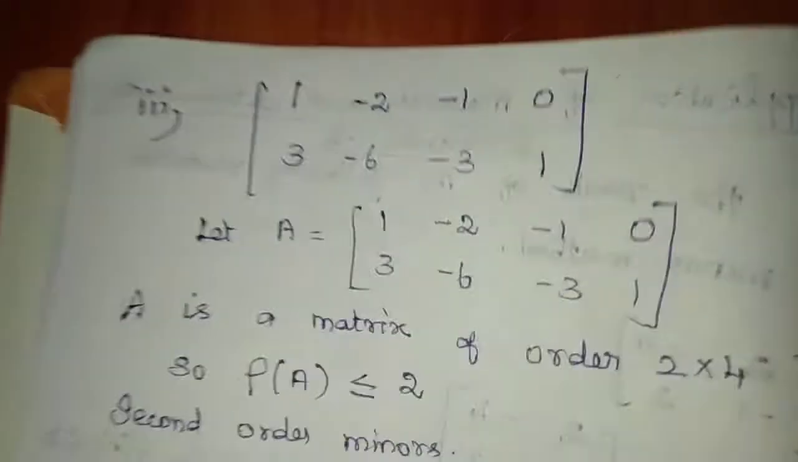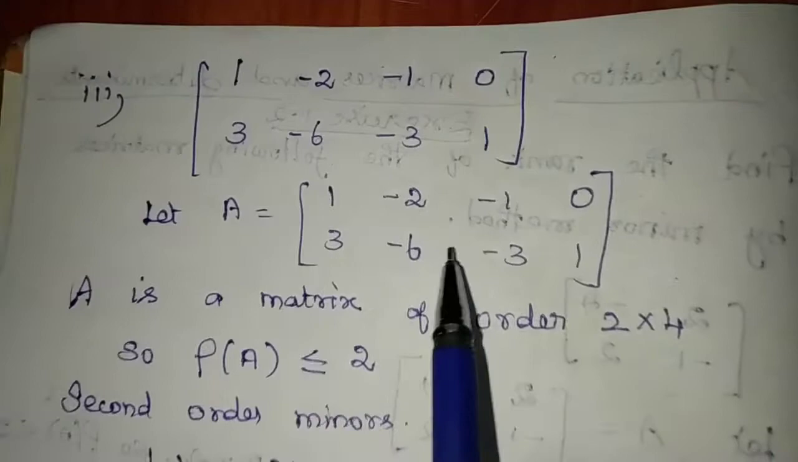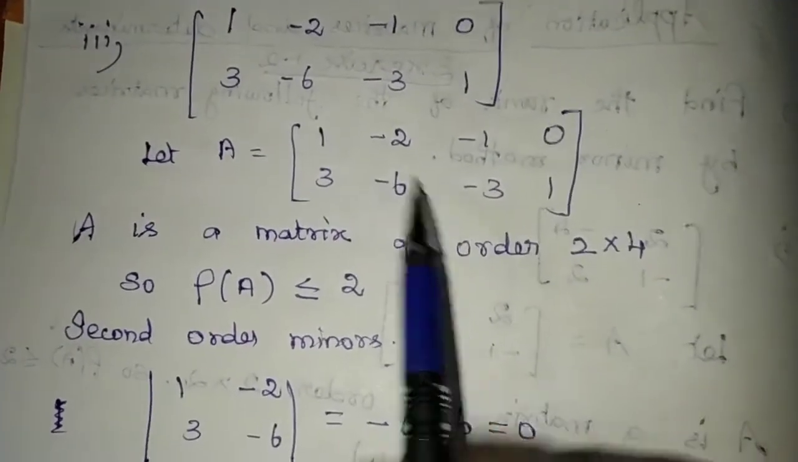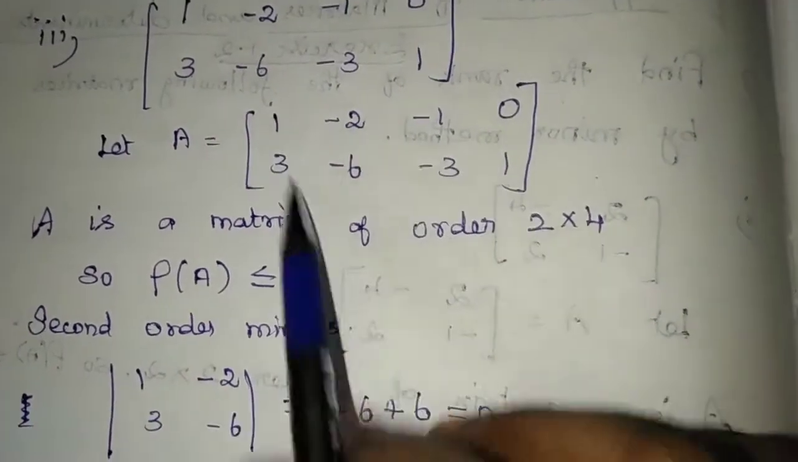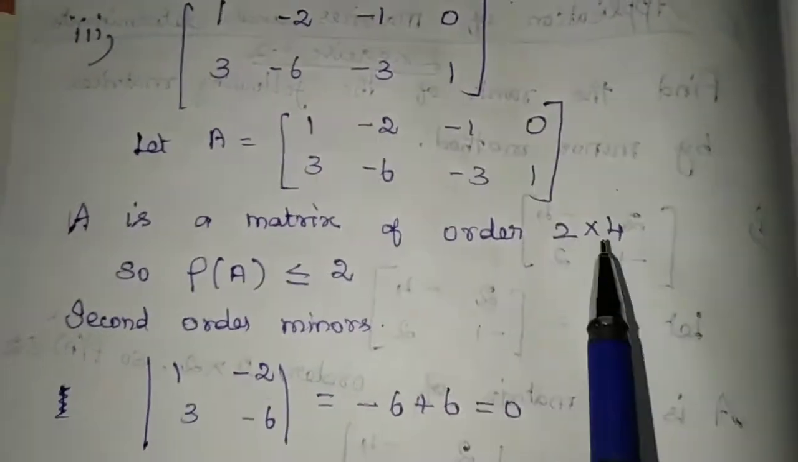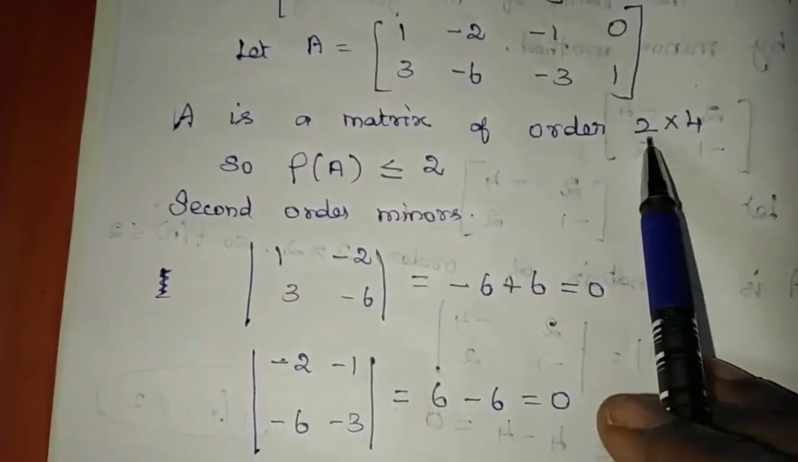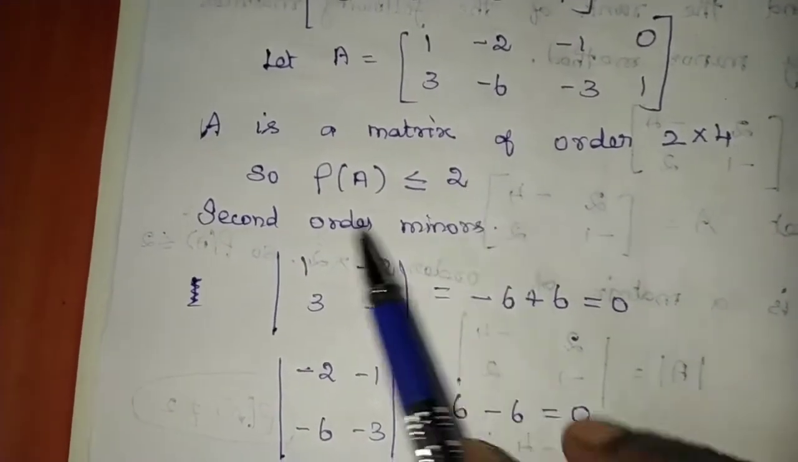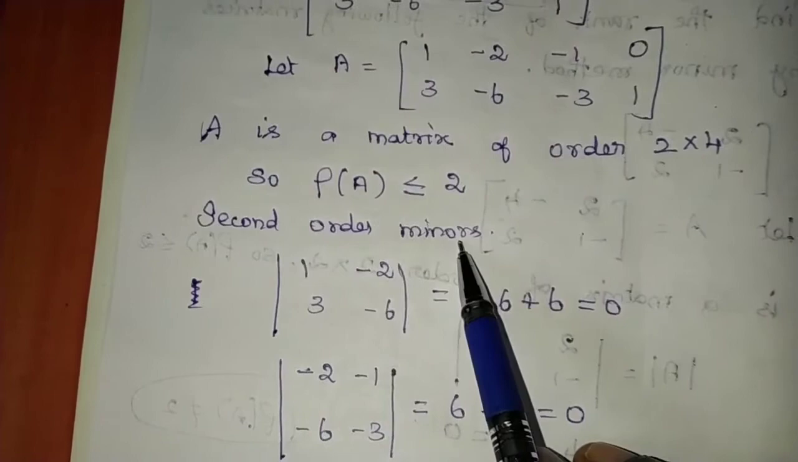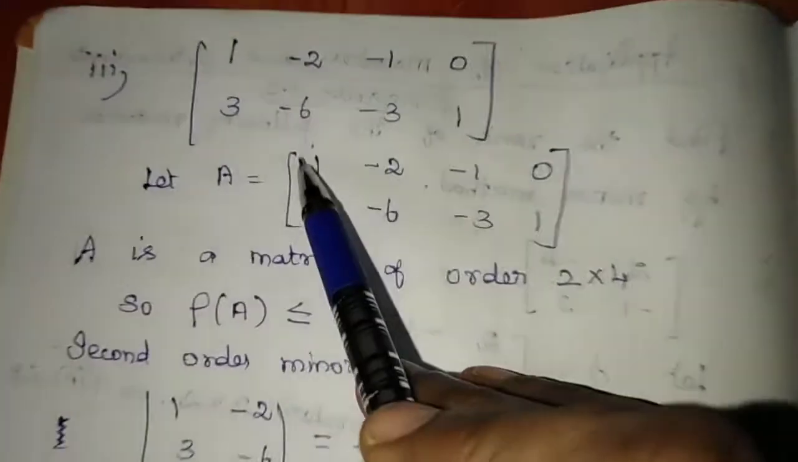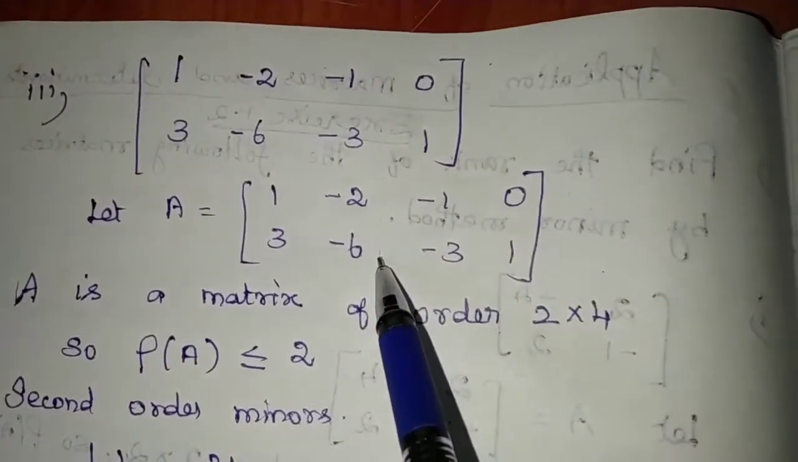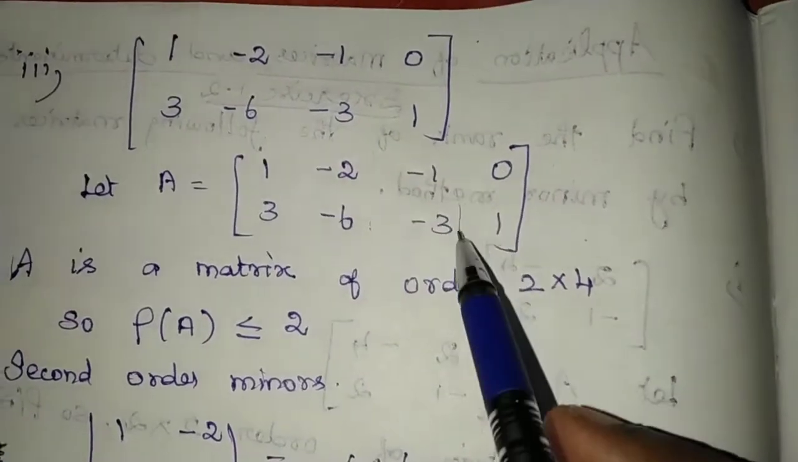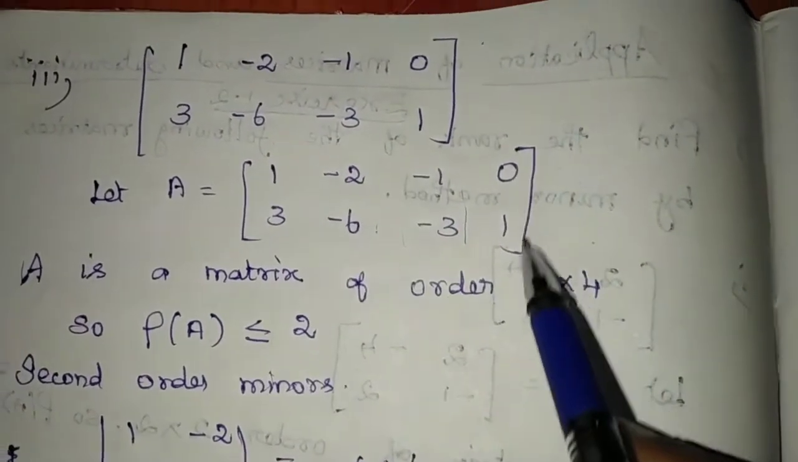And third sum, A equal to, matrix given. A is a matrix of order 2 by 4. Now the minimum value is 2, then rho of A is less than or equal to 2, which means second order minor. Find second order minor. This one is a second order minor, and this one is also a second order minor, this one is also a second order minor.